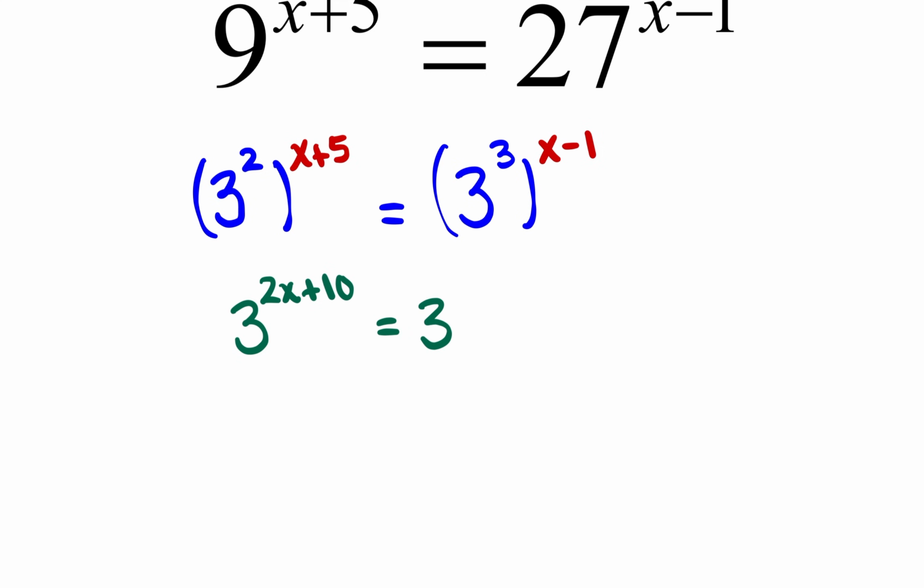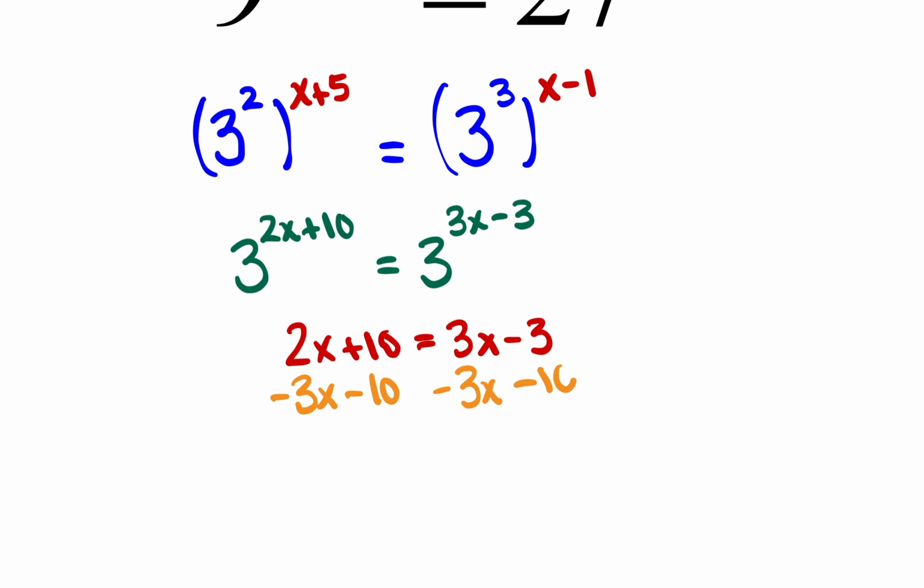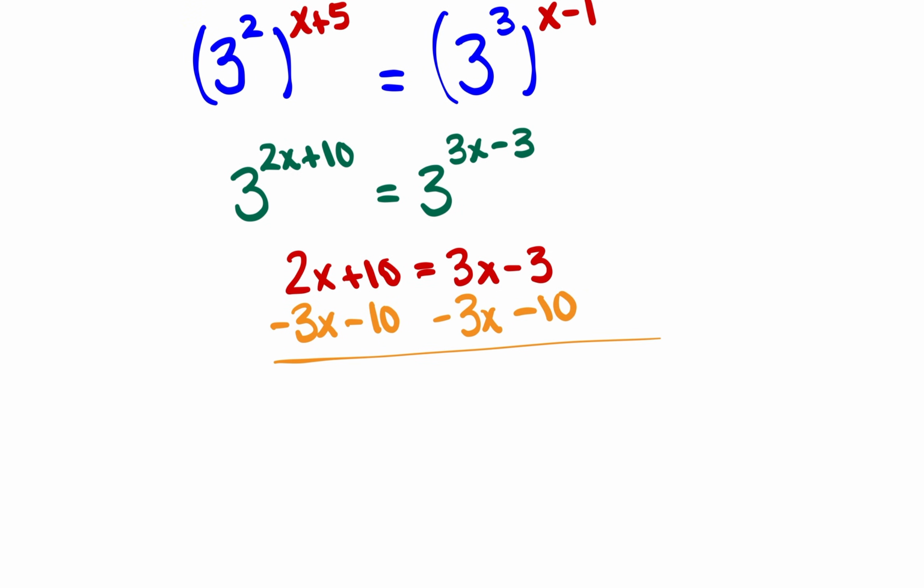Equals, we then have 3 to the power of what? 3 times x is 3x. 3 times negative 1 is negative 3. We then set the exponents equal to each other. 2x plus 10 is equal to 3x minus 3. We then move all the variables to the left-hand side, all the constants to the right. So we have minus 3x, minus 3x, minus 10, minus 10. And on the left-hand side, we have 2x minus 3x, which will leave us with negative 1x.